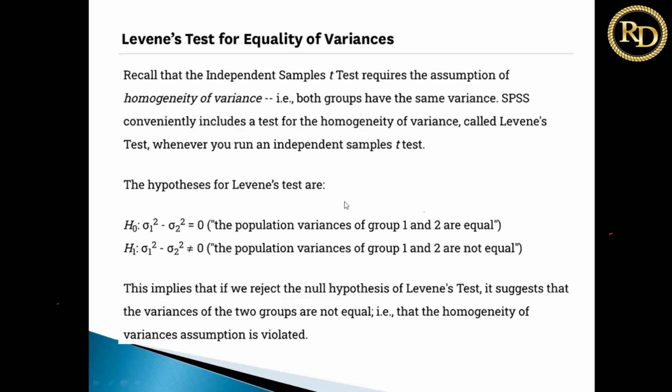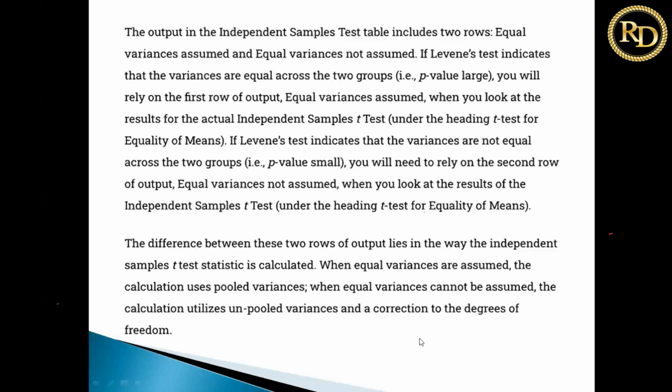The hypothesis for Levene's test is that the variances for both populations are the same, and the alternative is that the variances of both the groups are not the same. So this implies that if we reject the null hypothesis of Levene's test, it suggests that the variances of the two groups are not equal. That is, the homogeneity of variance assumption is violated. And if it is so, then we adjust the degrees of freedom, and accordingly for the adjusted degrees of freedom we can see the p-value.